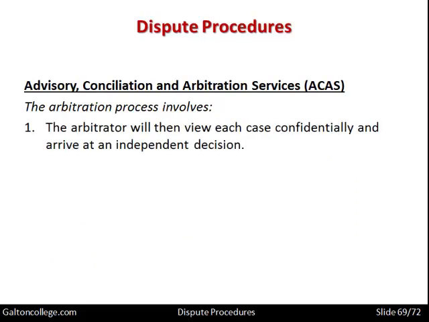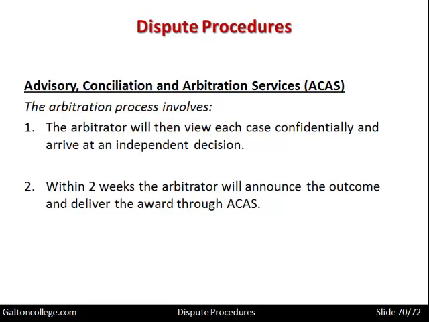The arbitrator will then view each case confidentially and arrive at an independent decision. After the hearing, the arbitrator will go away, think about it, think about the evidence, think about what was said, and try to come to an independent decision. Within 2 weeks, the arbitrator will announce the outcome and deliver the award through ACAS. So the case will be awarded to one side or the other, and it'll be done through ACAS because the arbitrator was appointed by ACAS.